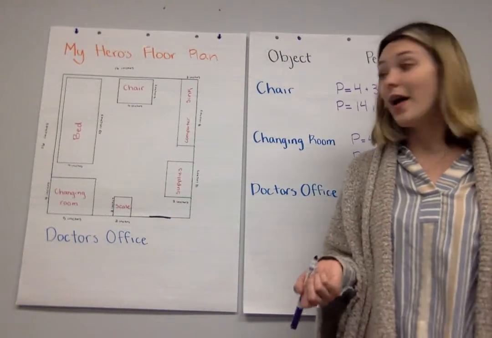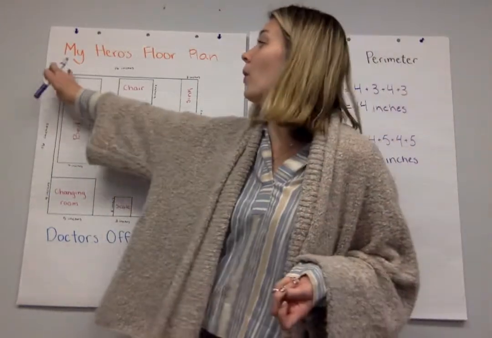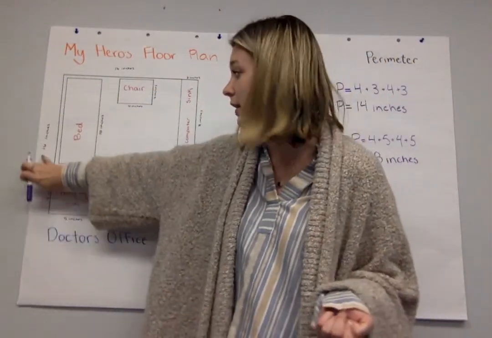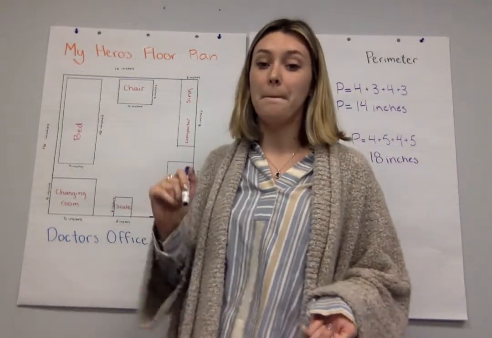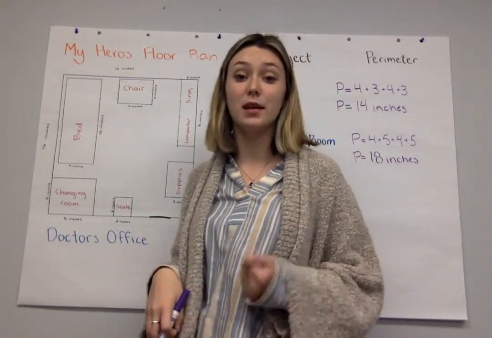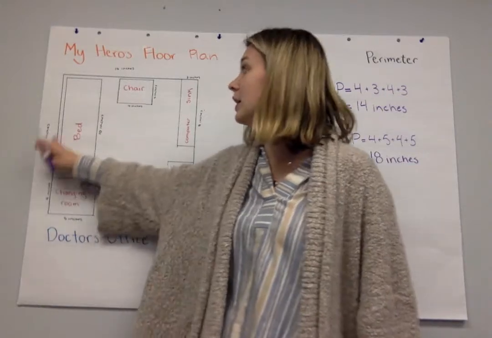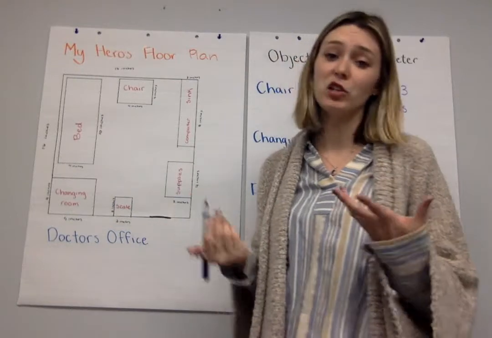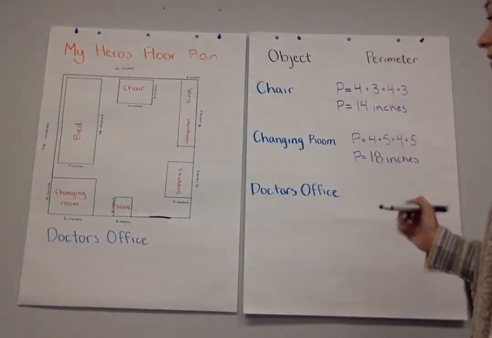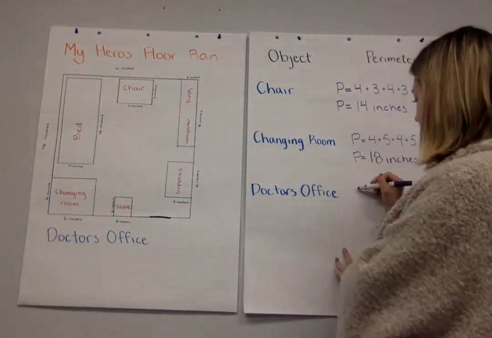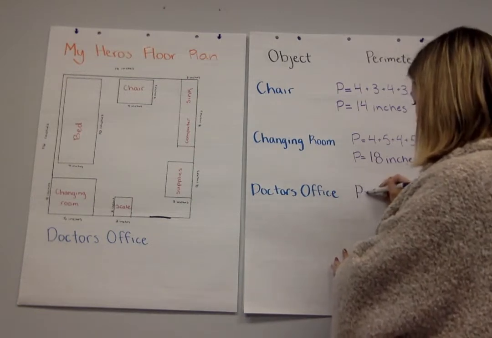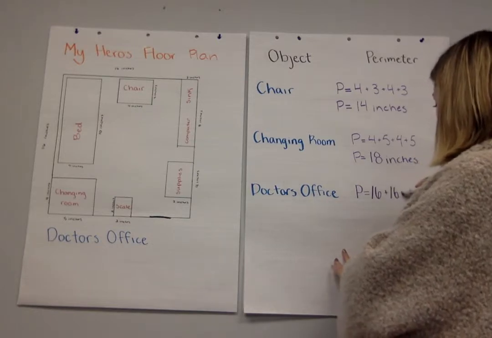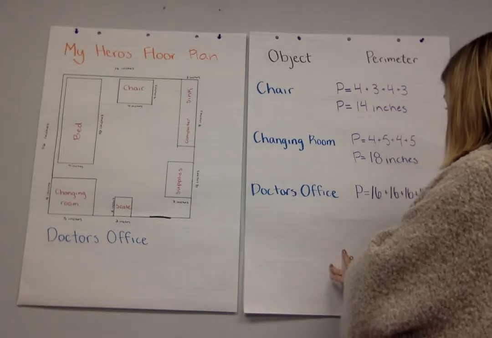The entire office. Can anyone see how wide or how long our doctor's office is? It's written here and here. It is 16 by 16. So that means each wall is 16 inches long. Pretend, because it would be much bigger in real life. So to find the perimeter for our doctor's office, we have P equals 16 plus 16 plus 16 plus 16.